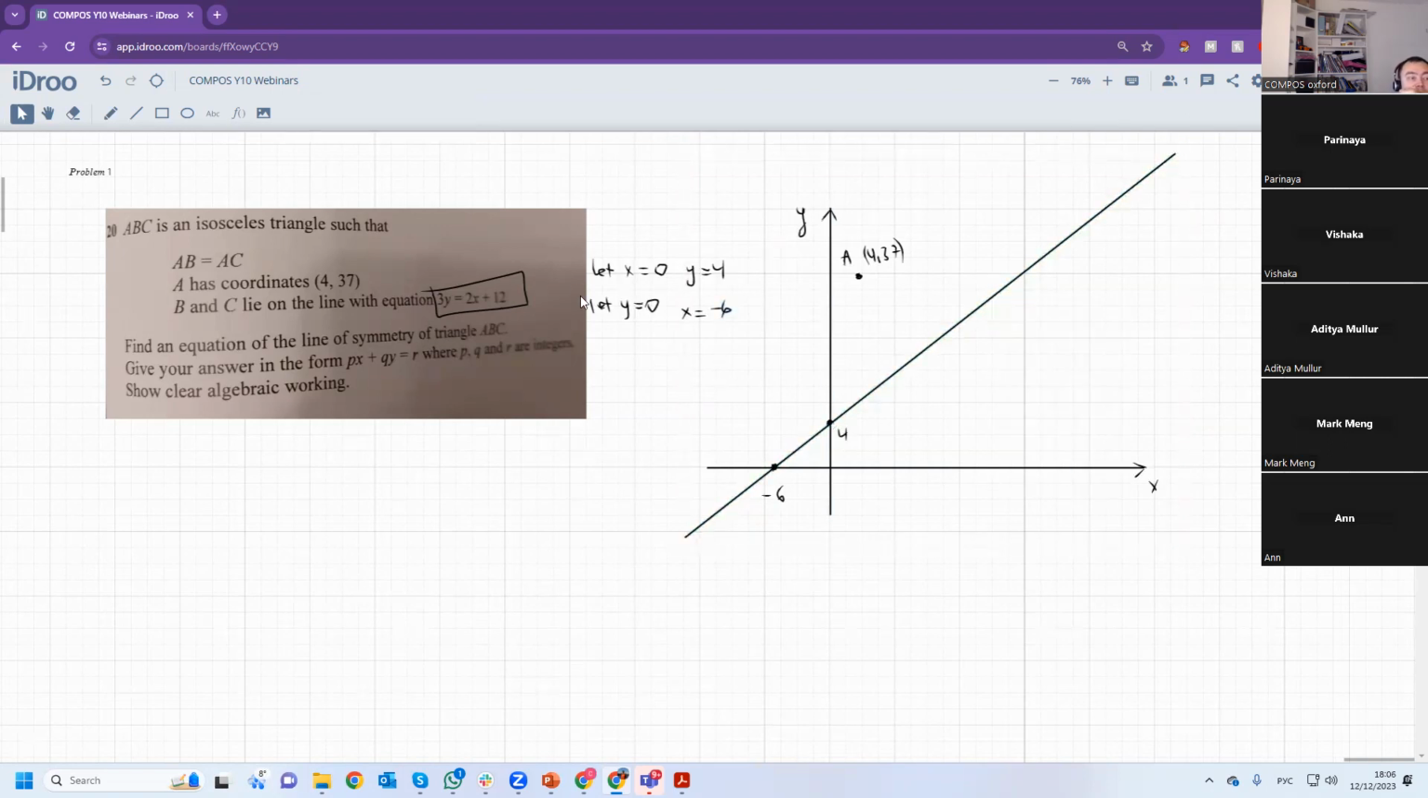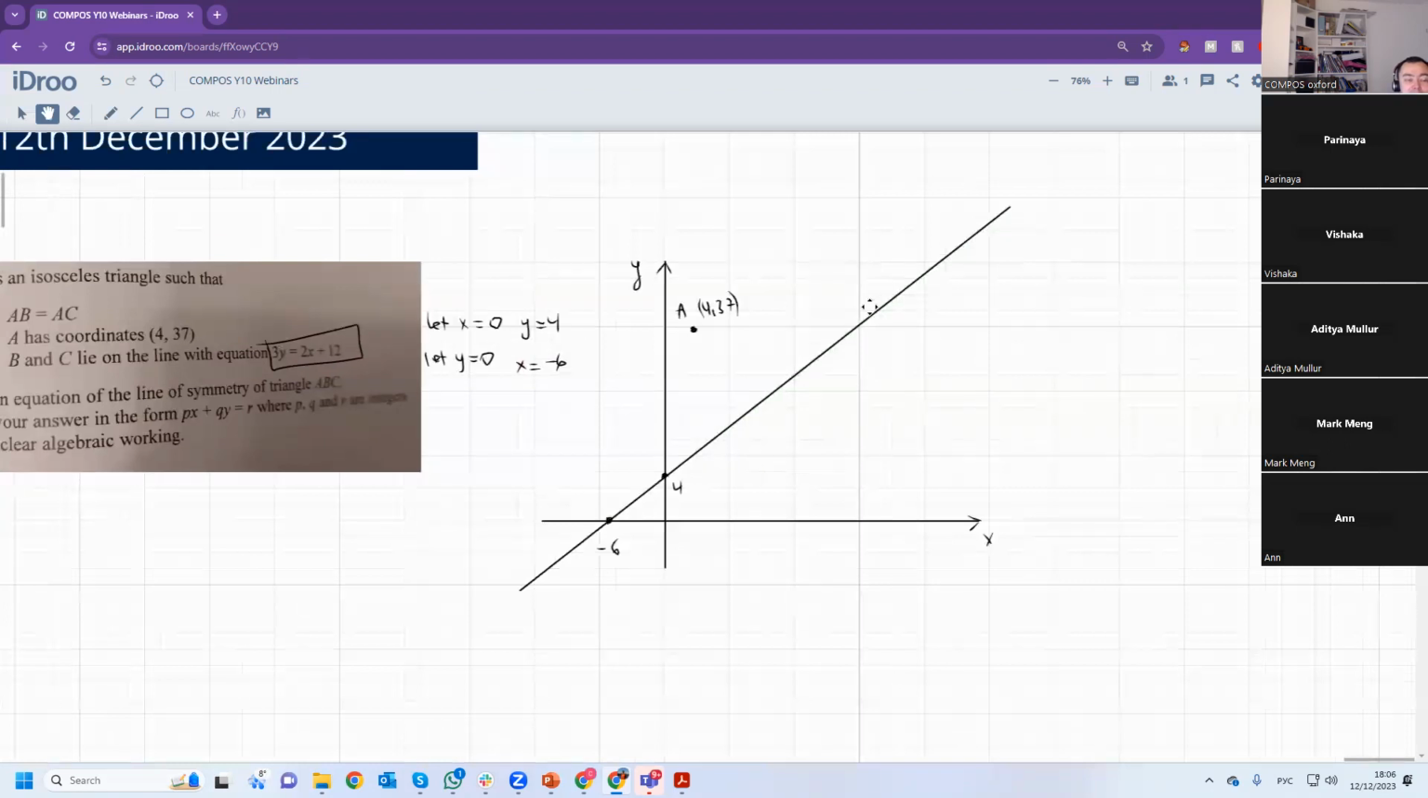This is what we have: a point and a line. We know that B and C lie on this line. By the way, this is an Edexcel question, just mentioning. We don't really know where B and C are. They could be here and here, for example. But because it says AB equals AC, that means it kind of has to be like this.